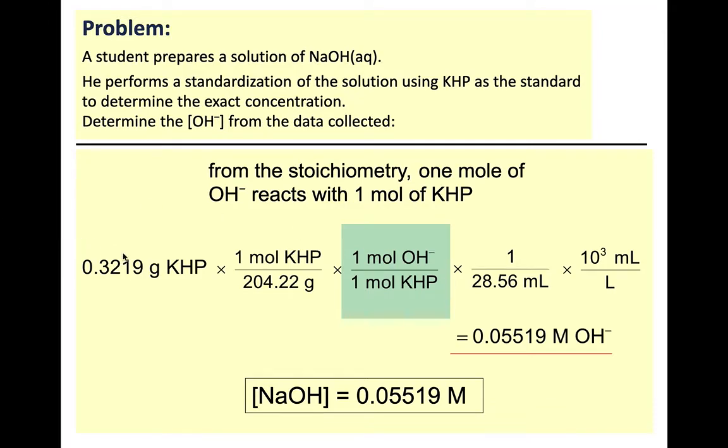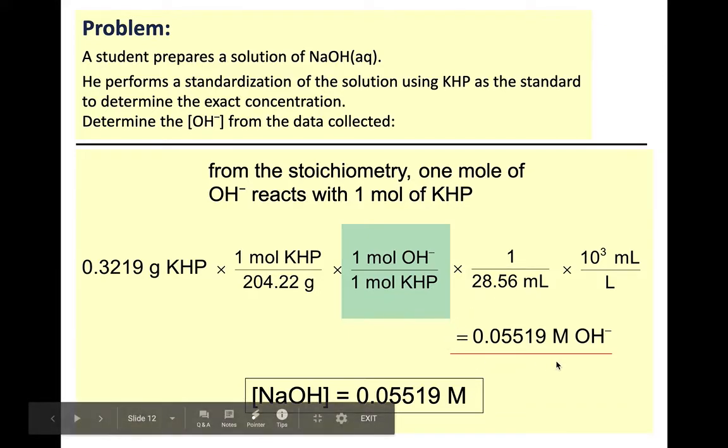So to plug in numbers, we've got our mass of KHP. We calculated that by weighing the flask. We're going to convert that from grams to moles using the molar mass. And then we know that every 1 mole of KHP reacts with 1 mole of hydroxide ion. So we know how many moles of hydroxide ions we have present. We've got total moles, which means we just need to divide by our volume. We know how many milliliters of sodium hydroxide we added, and we just need to convert that to liters.